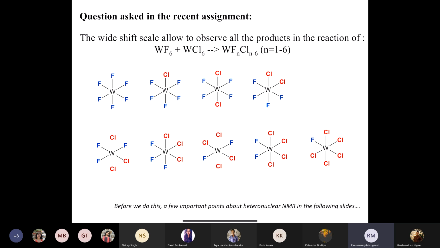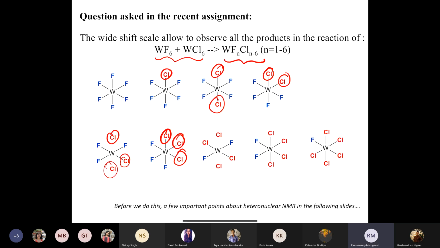Suppose I take a mixture of WF6 and WCl6 and shake it together. I think I'll get an equilibration giving rise to 9 possibilities, because some of them are isomers also. So you have a monochloro, dichloro trans, dichloro cis, trichloro meridional, facial, tetrachloro and the 2 isomers cis and trans, and then the pentachloro. These are the possible isomers.